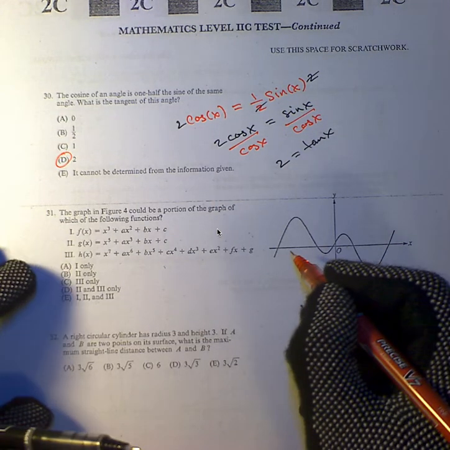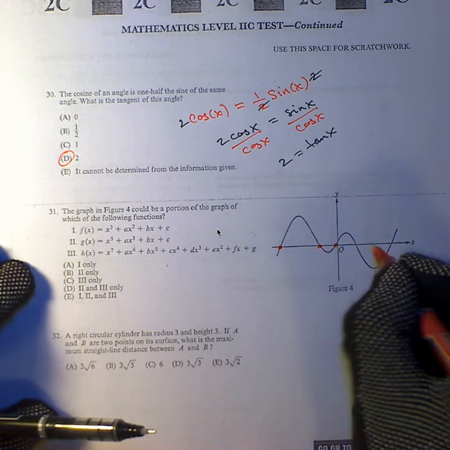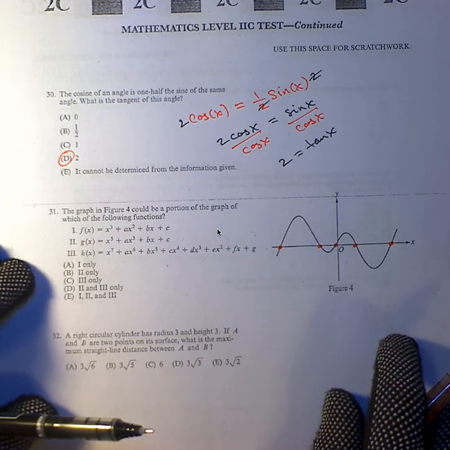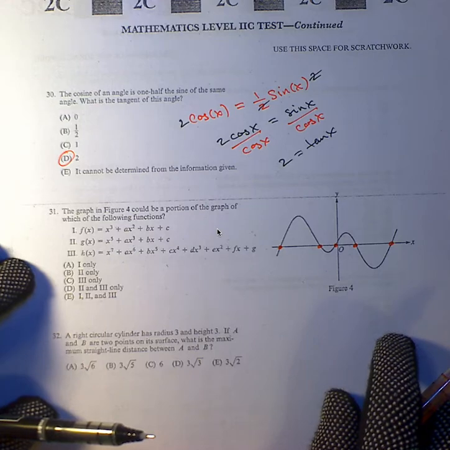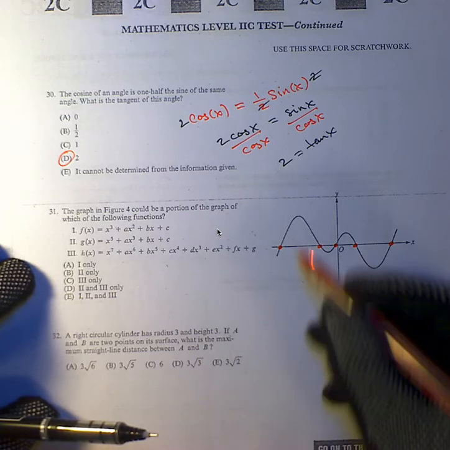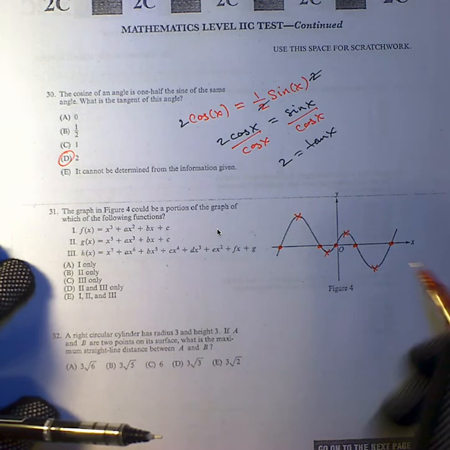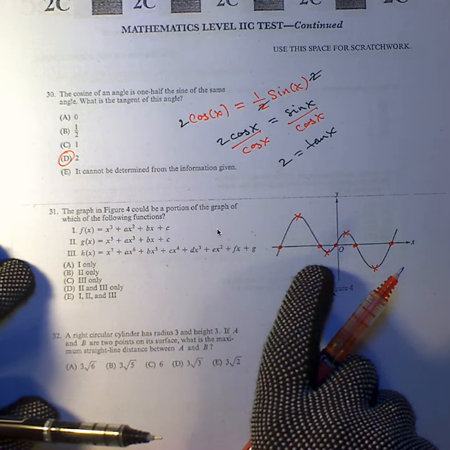Okay, 31. This graph has 1, 2, 3, 4, 5 zeros showing, and we know that an nth degree polynomial can at most have n zeros and n minus 1 turning points. So we know that a 5th degree polynomial can at most have 5 zeros.